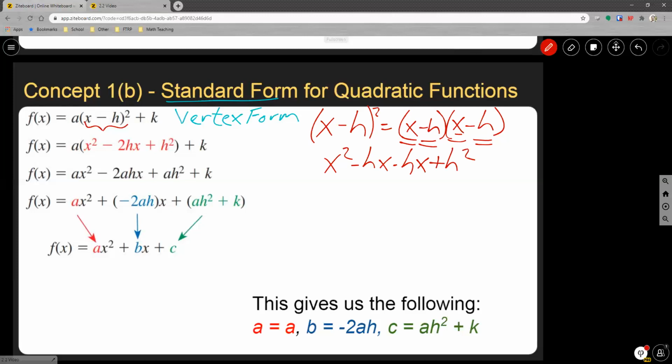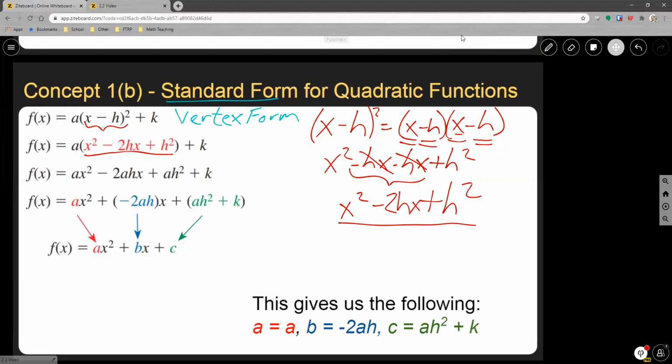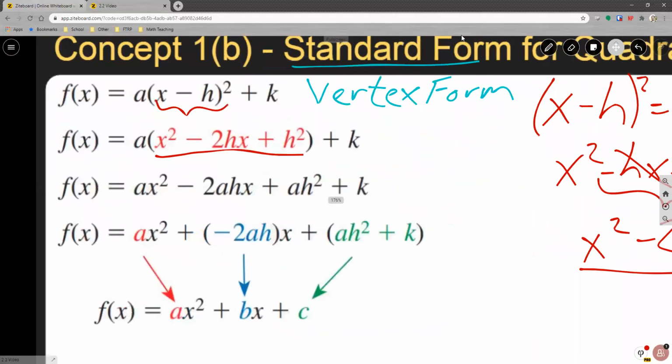I can combine like terms really quickly. I end up getting x squared minus 2hx, because there are two of them up here, 1, 2, plus h squared. Now this little expression here gets substituted in right there at step 2. So I've done my FOIL method and I've expanded that out.